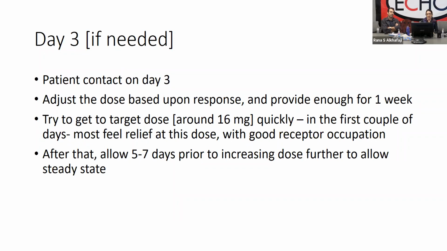So we try to get them to their target dose, which again, based on what we know about receptor availability in folks who are opioid tolerant, is probably going to be 16 milligrams relatively quickly. So in the first couple of days. It may take more days than that to really feel completely stable, just because it takes some time for the transition to occur. And then after that, you want to wait for a good week or so to assess again for that sort of stability before adjusting the dose beyond the 16 milligrams if possible.